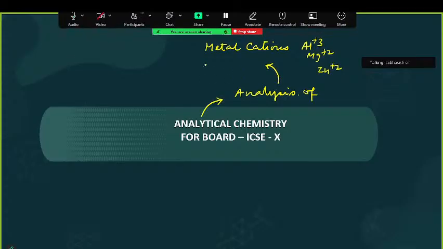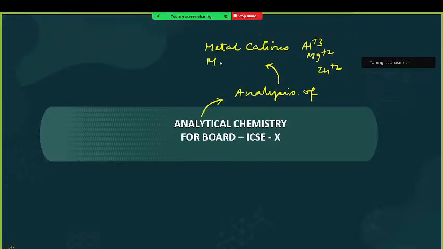And also the analysis of anions. Mostly here we discuss the analysis of metal cations. Not exactly the anions, but the analysis of metal cations. So let's start this particular chapter. This is analytical chemistry.